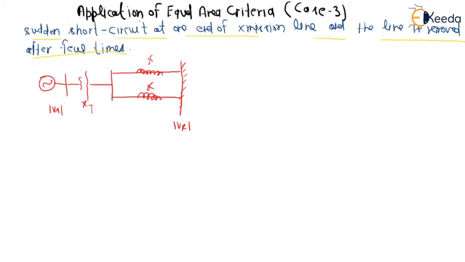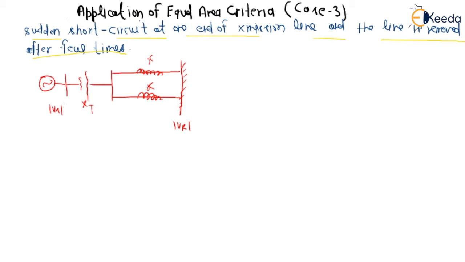In case 1, a sudden short circuit occurred at one end of the transmission line and the system was regained at that point, but here the line is not regained. This time that line is removed. So now we are going to consider three cases: pre-fault, during fault and post-fault.